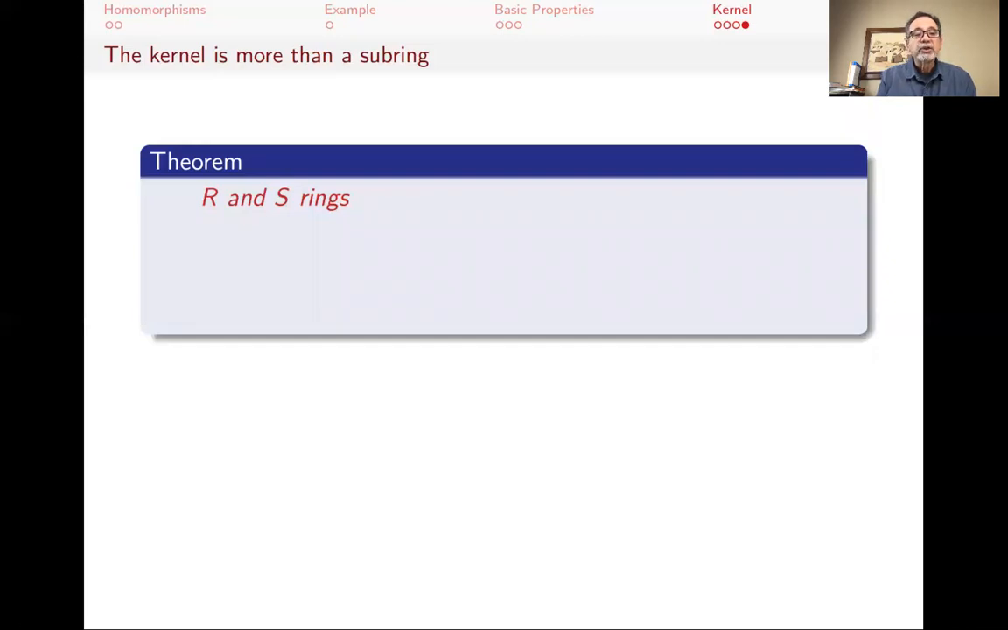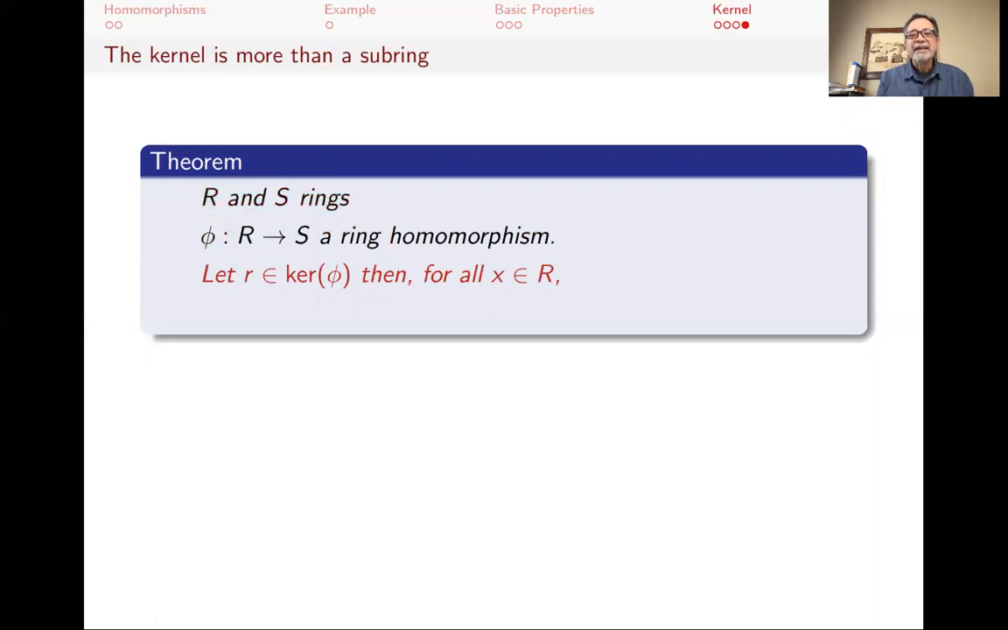And here's one. If R and S are rings and you've got a ring homomorphism, if you take something in the kernel and something in the ring and multiply them, you get something in the kernel. Now the kernel is a subring, so you expect that if you add two elements in the kernel, or multiply two elements in the kernel, you stay in the kernel. But this says more. This says that if you take something in the kernel and something in the ring, in the kernel or not in the kernel, and multiply them, you still get something in the kernel.